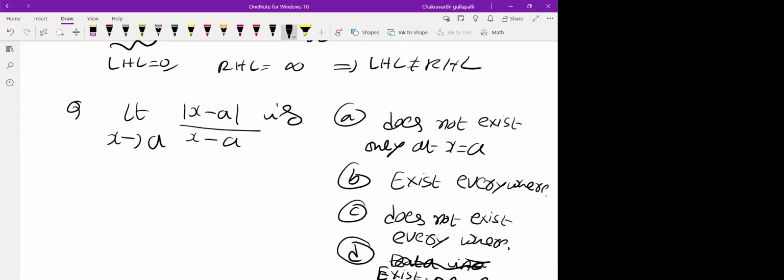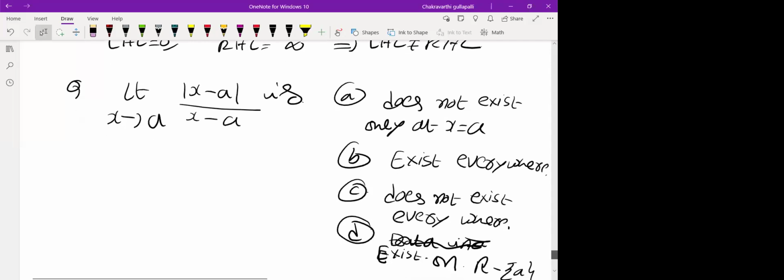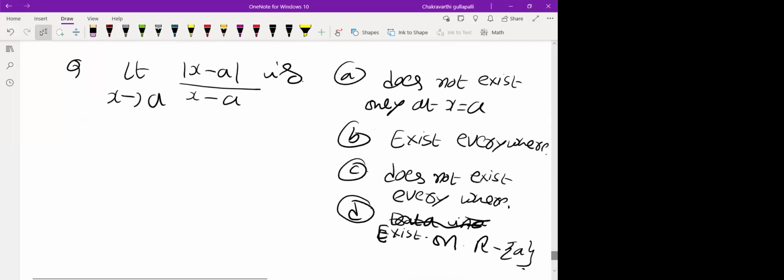Okay. Goverdhan is answering. Divya. Ravi Kumar says A and D. Divya says A and D. So let us see. So Madhavi says C, D. Okay. Does not exist everywhere. Okay, that's also good. Some students will answer C. Most of the students will answer C. Does not exist everywhere. Does not exist only at A.